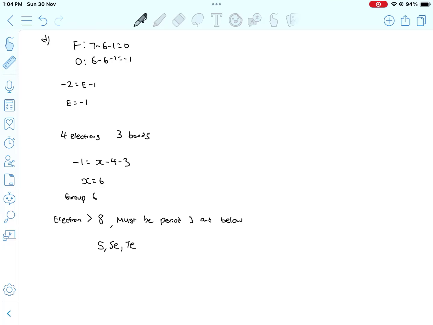So after identifying that it's group 6, you have to see that E actually has more than 8 electrons. That means it has expanded its octet, which will indicate that it will be period 3 and below. Hence it will be sulfur, selenium, and so on.